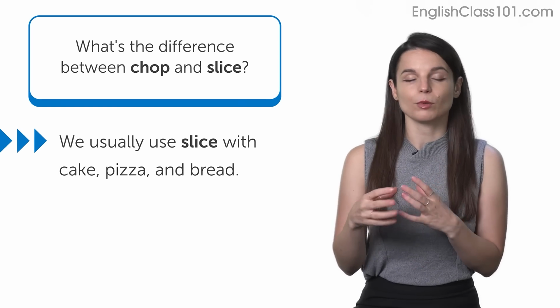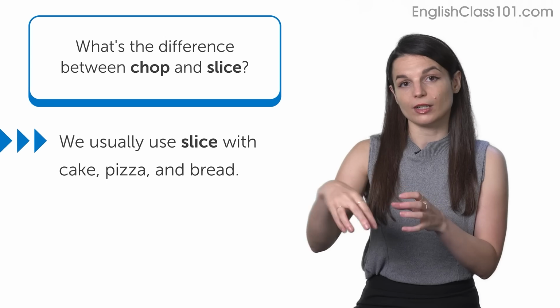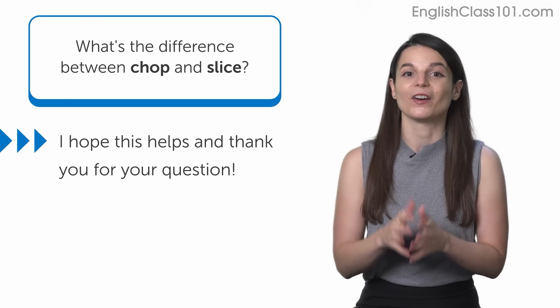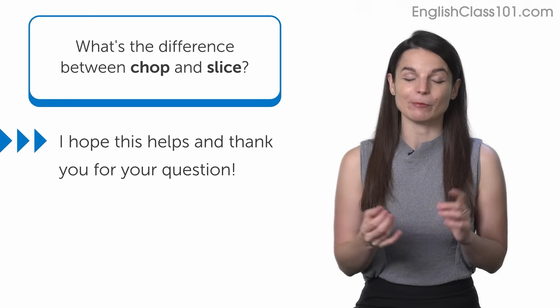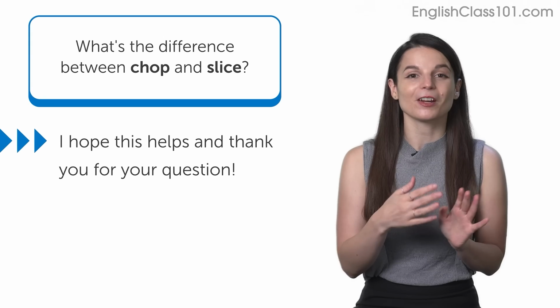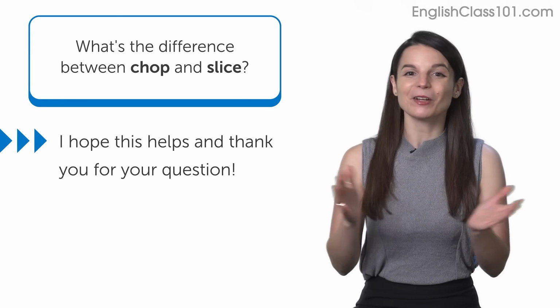We typically use slice, as I said, with cake, pizza, bread, generally things that we can make one cut and create a smaller piece from. So I hope this helps you understand the differences between chop and slice as a verb and as this counter word. Thanks very much for the question.